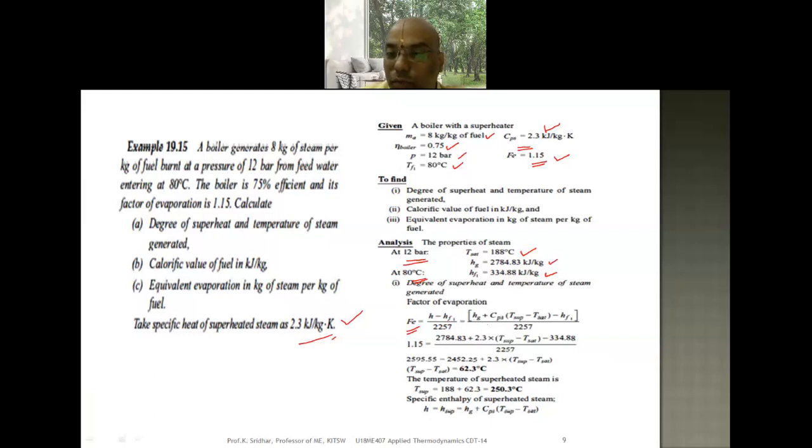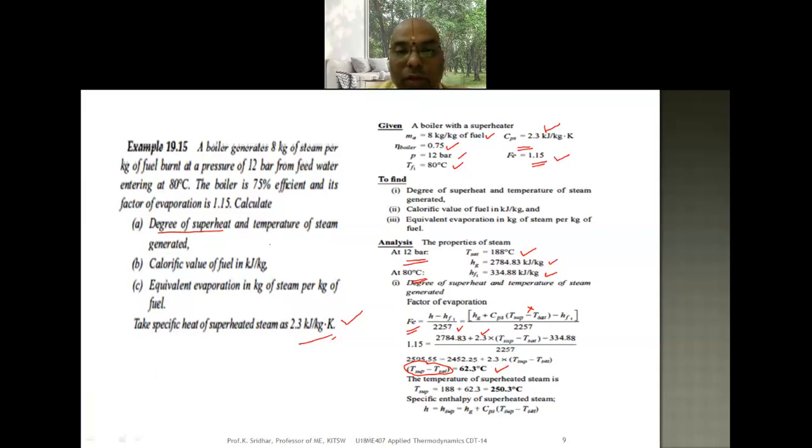So the formula will give you this. The h_g value we know, that is 2784, plus C_pv we know, times (T_superheated minus T_saturated), which is what we have to find out, the degree of superheat. The degree of superheat is denoted by T_superheated minus T_saturated. All the variables are known to you except the degree of superheat, so we are able to find that it is 62.3 degrees centigrade. That is the first bit answer.